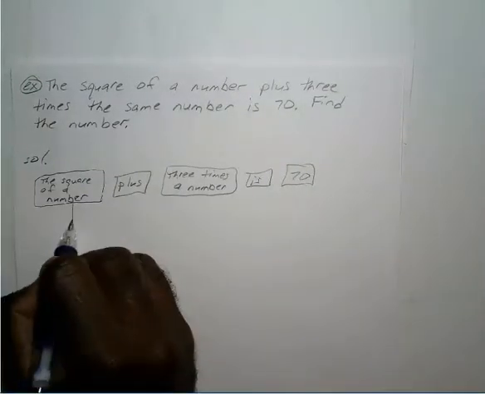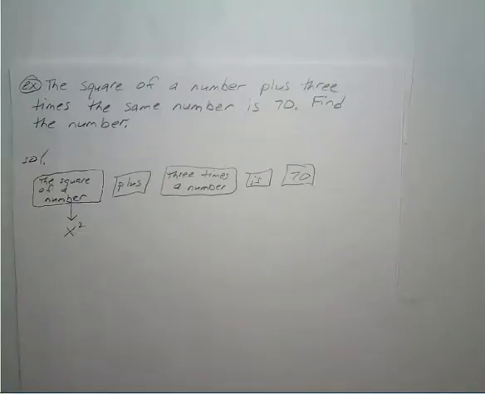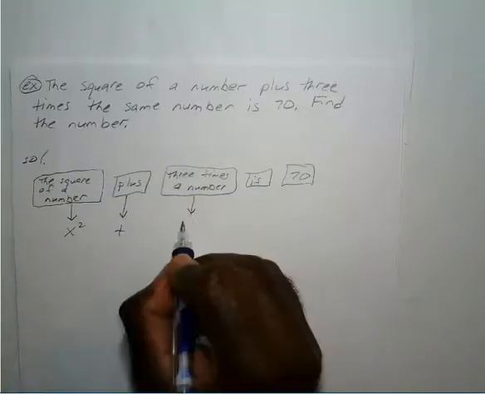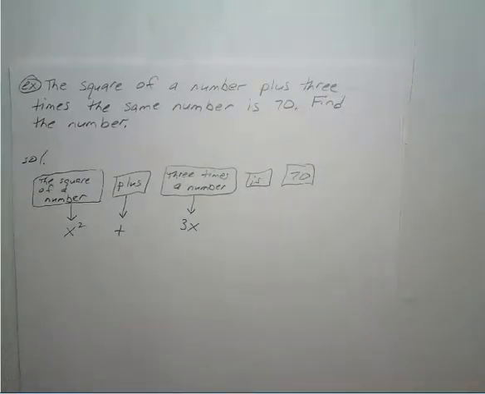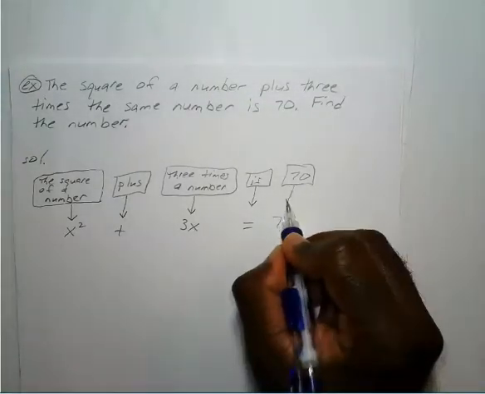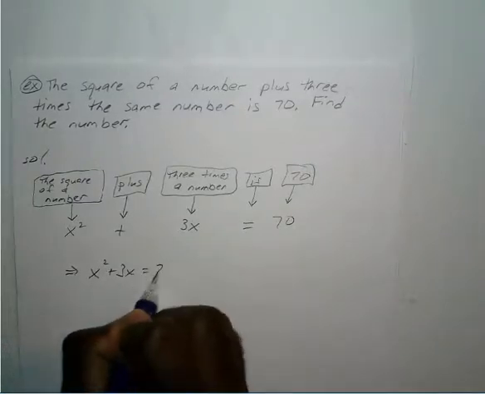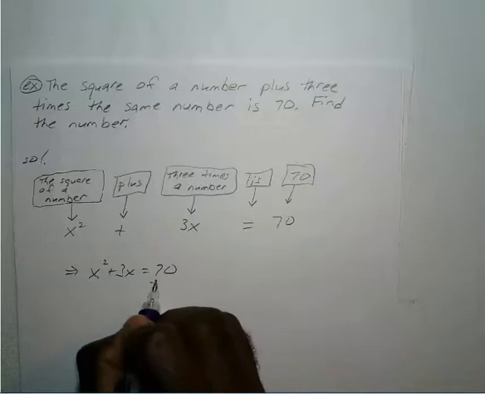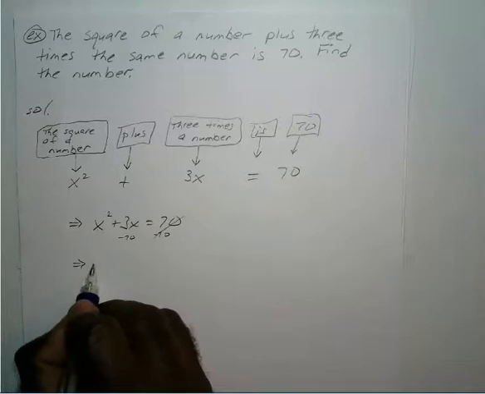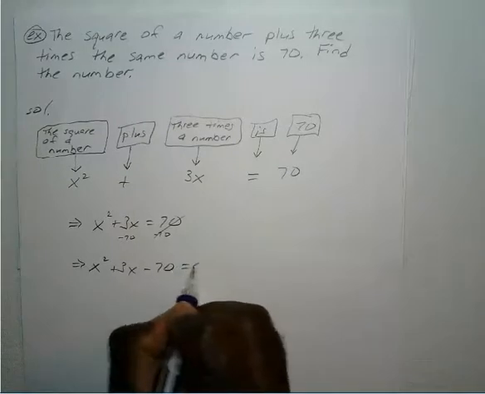So the square of a number, we don't know what the number is, we'll call that x squared. Plus 3 times a number, again we don't know what the number is, but that will be 3x, is, that means equal 70. So we have x squared plus 3x equals 70. But if we subtract 70 from both sides, we end up with x squared plus 3x minus 70 equals 0.